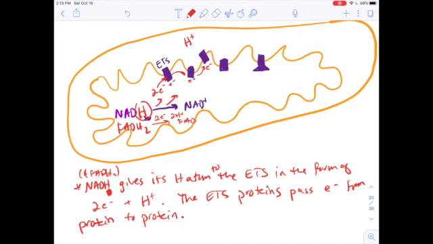So those ETS proteins will accept the hydrogen atoms from NADH and FADH2, but it splits them back up into their electrons and protons. The electrons get passed from protein to protein, kind of like they're playing hot potato with them. So I got to erase them and get them out of the way so I can draw this other stuff. But the protons get pumped across that inner membrane of the mitochondria.